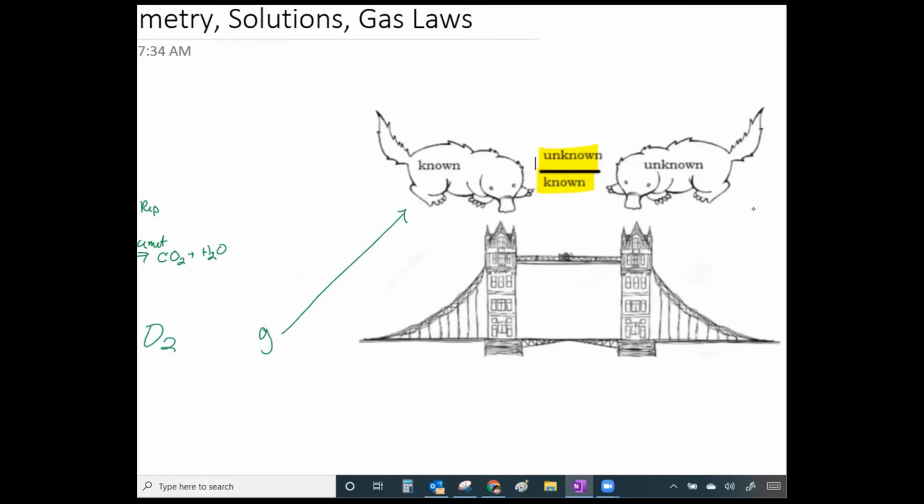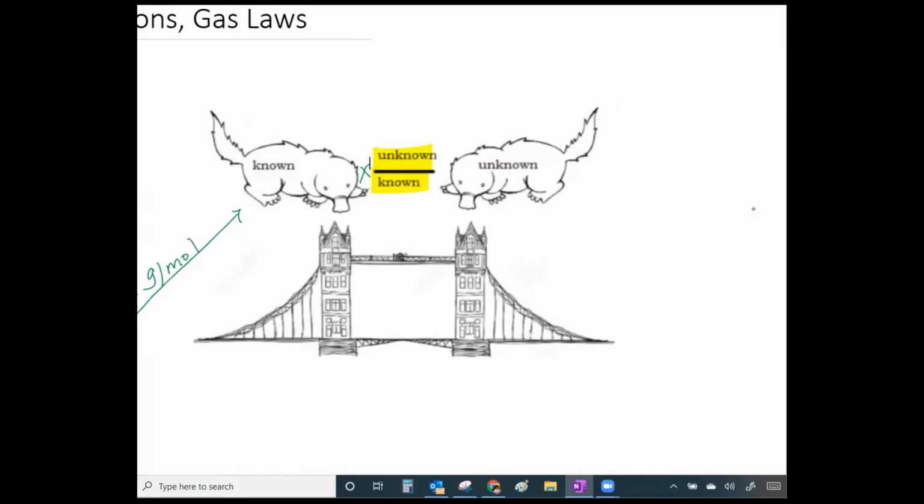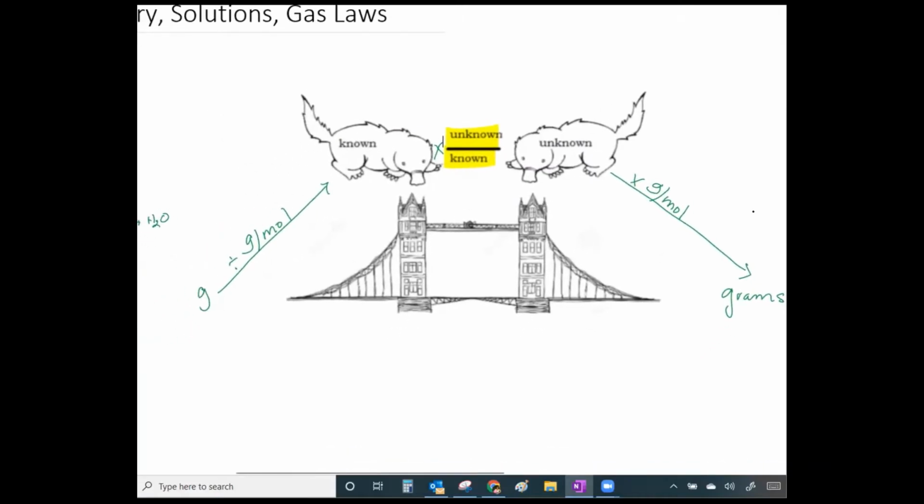Mrs. Bush, you divide by the molar mass. Thank you, Sue. Okay. Then you go through the mole ratio. And if you want to change back to grams on the other side, Sue, you multiply by the molar mass. You're a smart dinosaur, Sue.